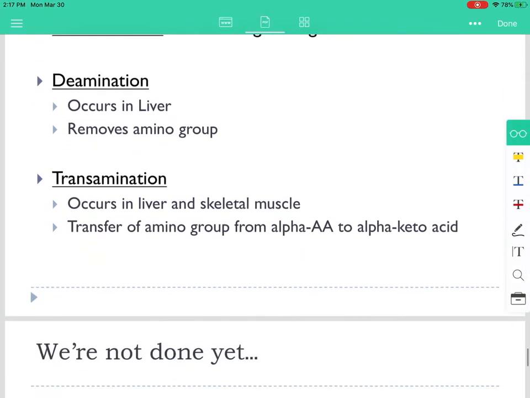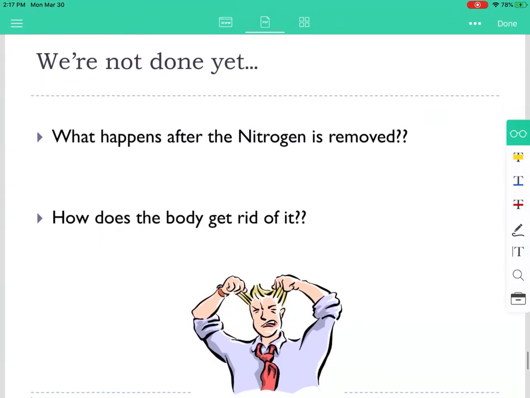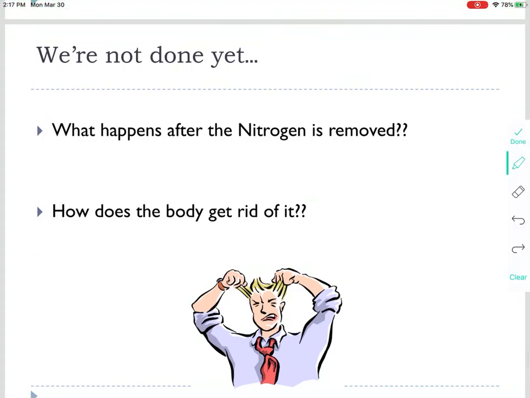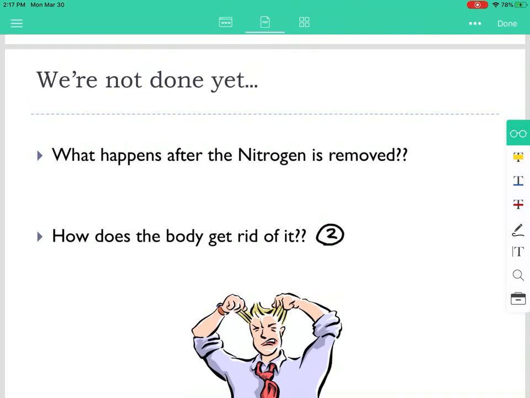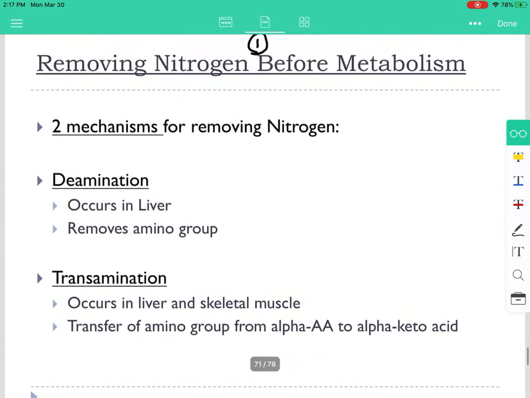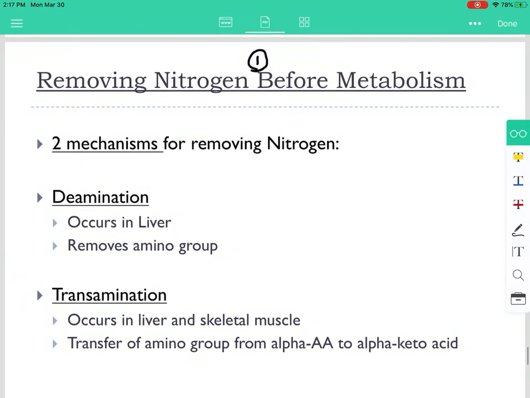So it's almost like two steps. We've got to get rid of the nitrogen before metabolism. But then once we remove that nitrogen, how does the body get rid of it? So it's like a two-step process, this nitrogen. That's why it's such a pain. I think you're beginning to understand why.